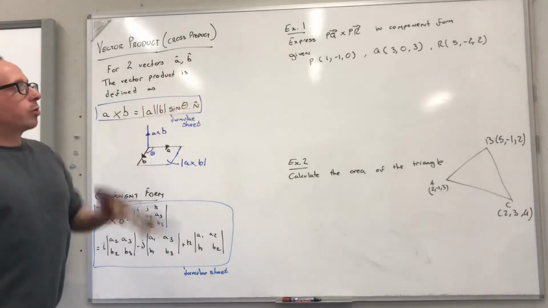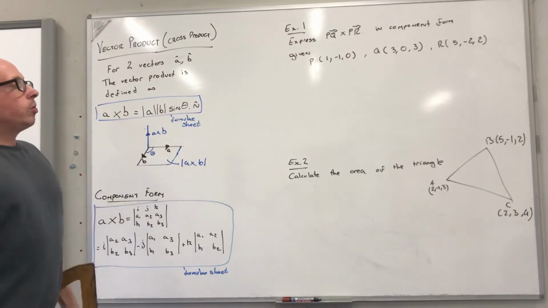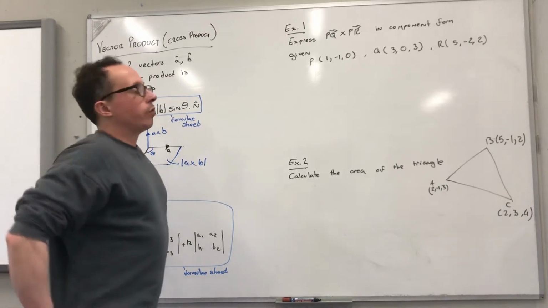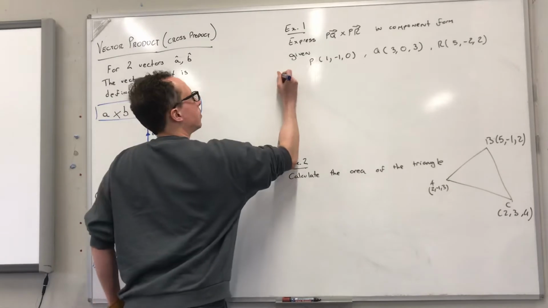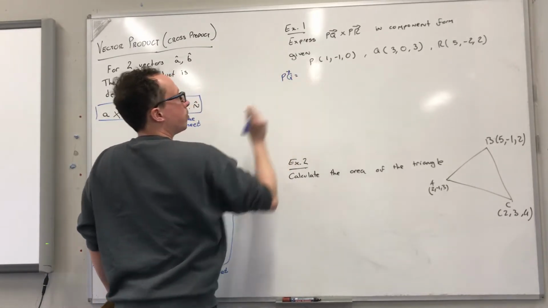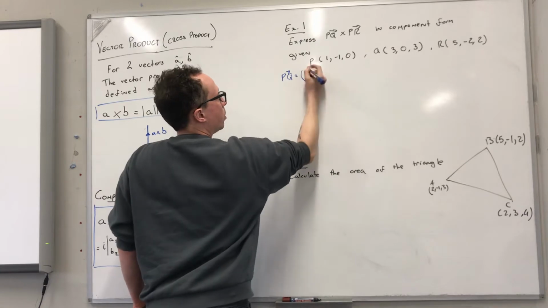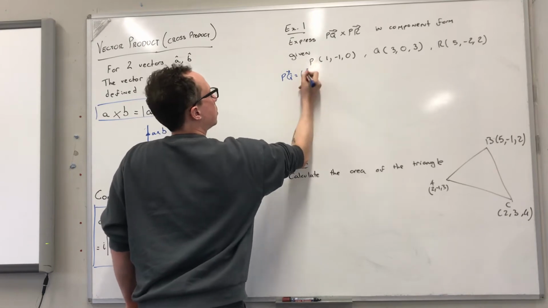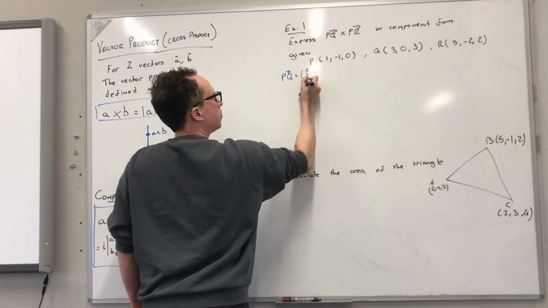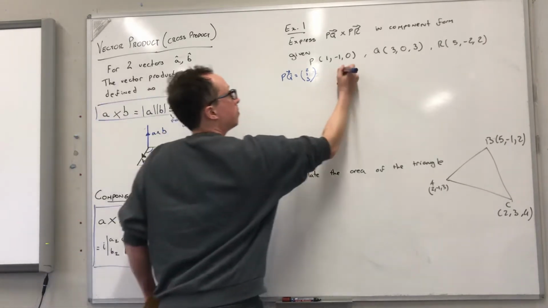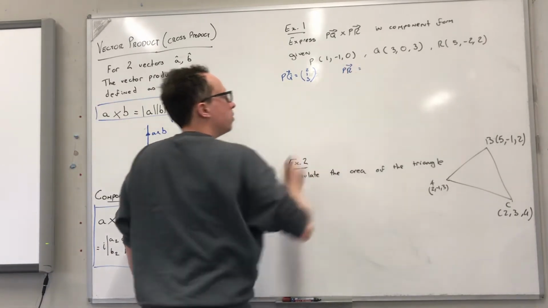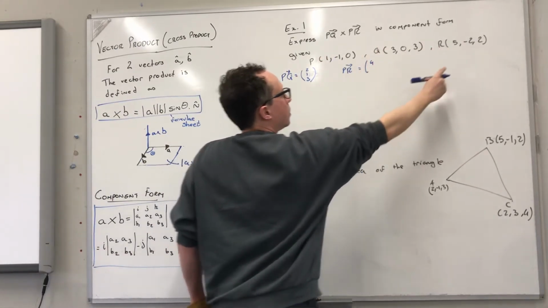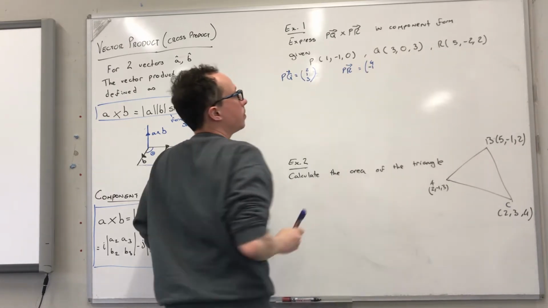Express PQ cross PR in component form, given P equals (1, negative 1, 0), Q equals (3, 0, 3), and R is (5, negative 2, 2). So the first thing we're going to have to do is get PQ, which is Q minus P. So 3 minus 1, 0 minus minus 1, 3 minus 0, and PR, which is R minus P, 5 minus 1, minus 2 minus minus 1, 2 minus 0.